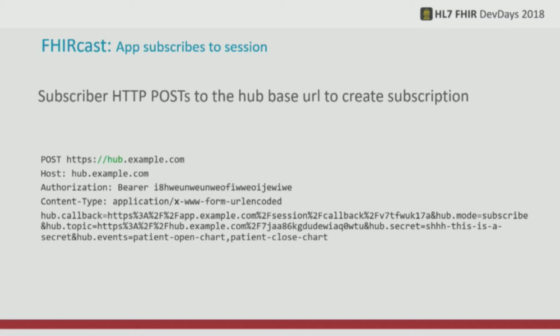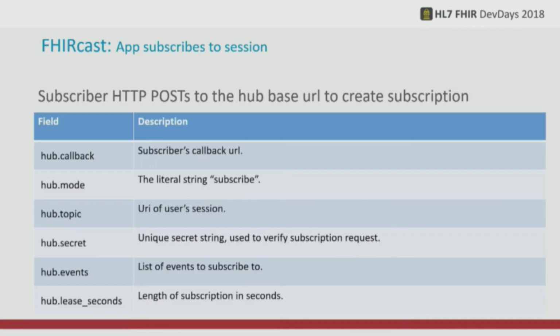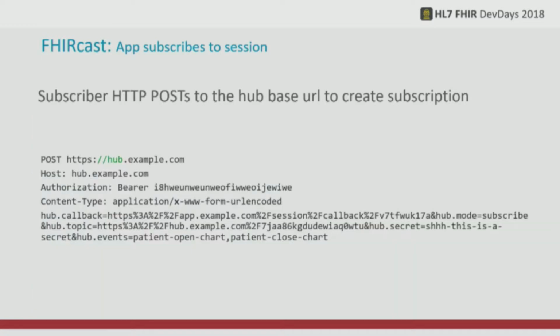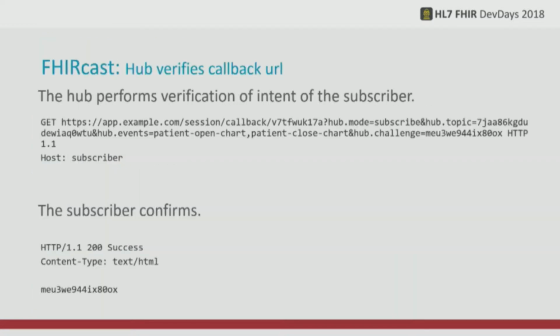So it's URL encoded because it's the body of a post. But essentially, all it contains is the action I want to subscribe, the URI of the user session, so the session identifier, and then some additional information like the list of events that I actually want to hear about. So the hub verifies that URL in an attempt to ensure that the subscriber that's subscribing actually owns the URL that it just provided.